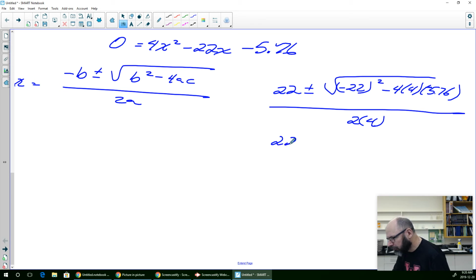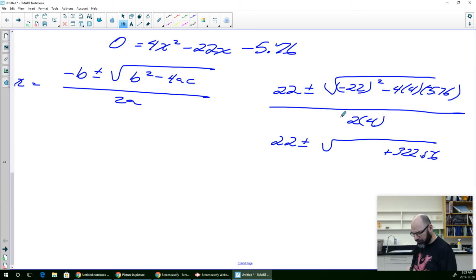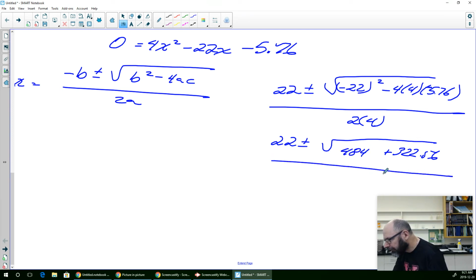So let's just write it out here. So this is going to be plus 322.56, and then 22 squared, negative 22 squared is 484. And then this is over 8. Okay, so we add these two numbers together, 484 plus 322.56. Okay, and then we square root it. So that's 28.4.